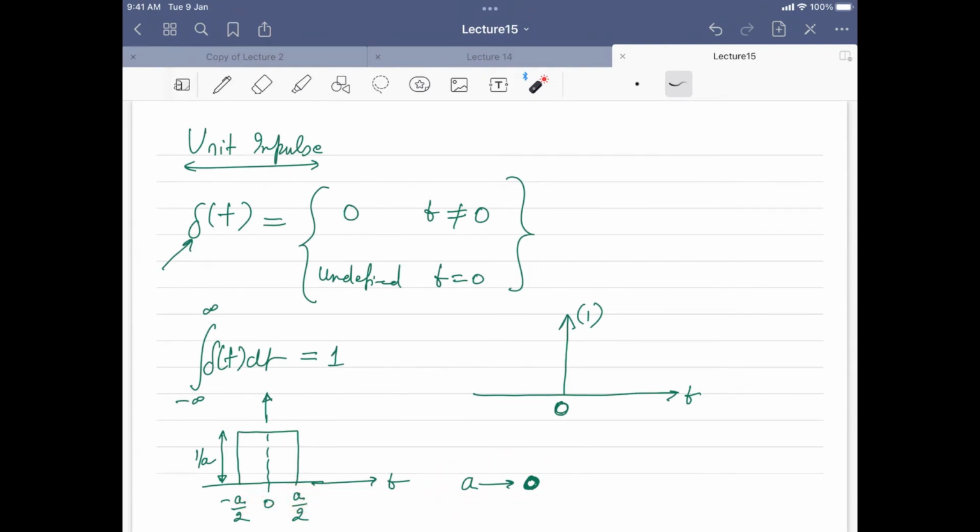This is a concept which is required in your signals and systems courses, which will be coming later in your semesters. I think in the second semester you will understand what I'm trying to say here. But this is a very fundamental concept, and it might be used in your coming lectures, like in the fourth or fifth unit. That's why I'm trying to cover it here. So this is the unit impulse.